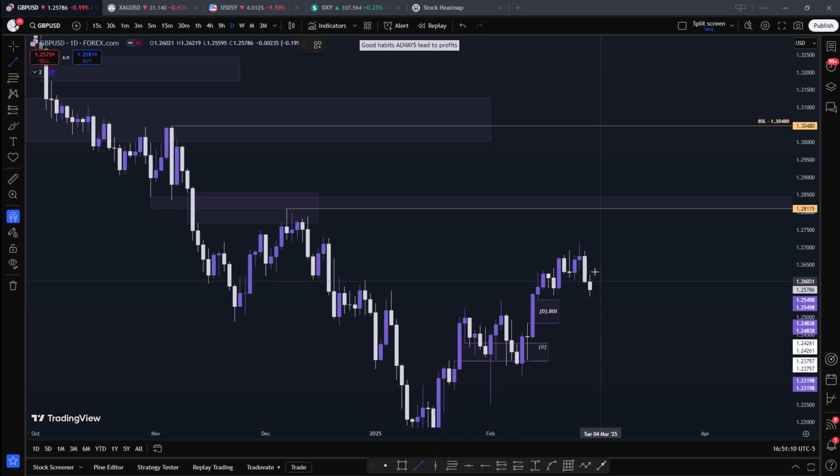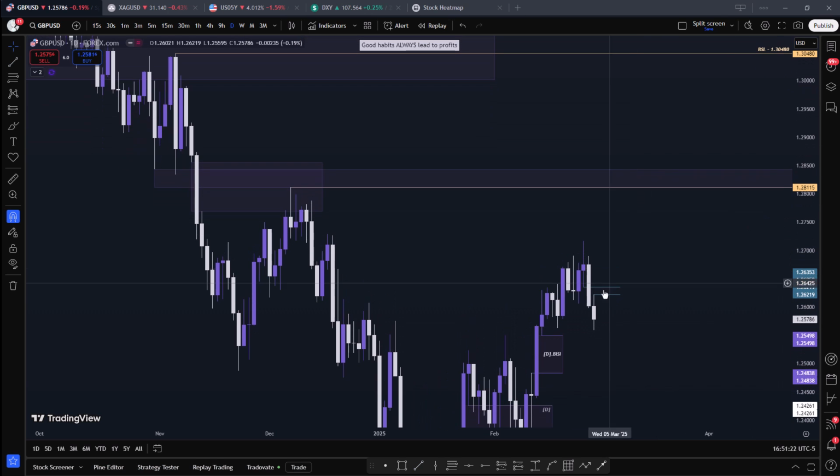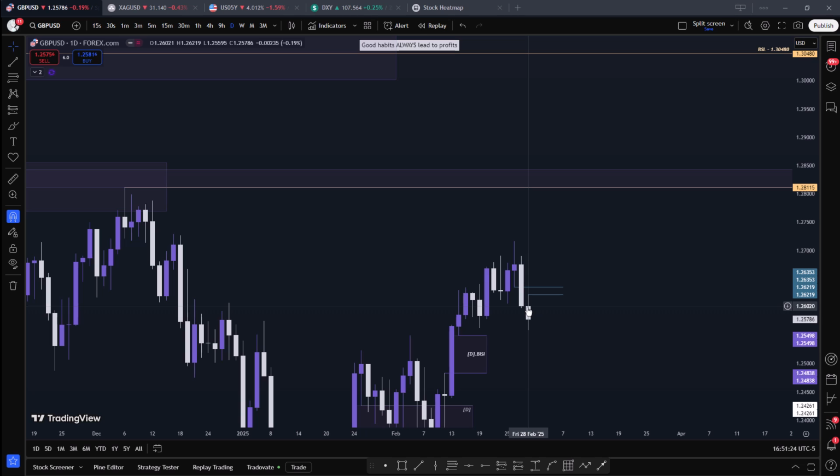Right now, we have created a sell side imbalance, buy side inefficiency, or a bearish fair value gap right here on the daily chart. There's a chance that price could come and take the previous daily high, being Friday's high, before pushing down into this discounted fair value gap.